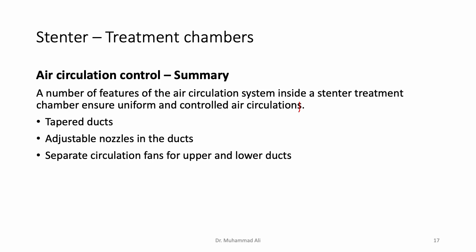The third feature that we have discussed in this air circulation control system is that we have separate circulation fans nowadays for the upper and lower circulation ducts. If we use a single fan, then we would expect that the air pressure would be slightly higher in the lower circulation duct and relatively lower in the upper circulation duct, just because the air will have to travel a longer distance. So to avoid this problem, a dedicated fan for each duct is used nowadays.